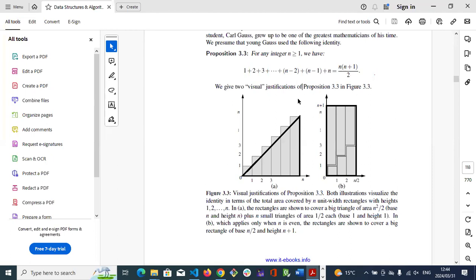I will give the visual justification of proposition 3.3, which says this: the visual justification of the proposition illustrates visually the identity in terms of the total area covered by n unit-width rectangles with heights 1 to n.